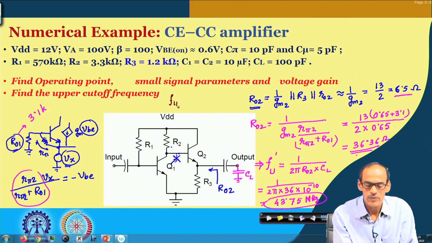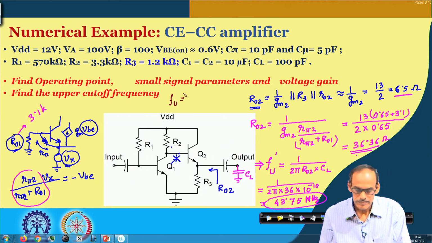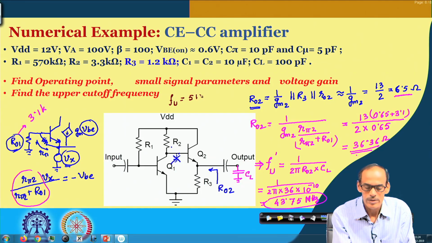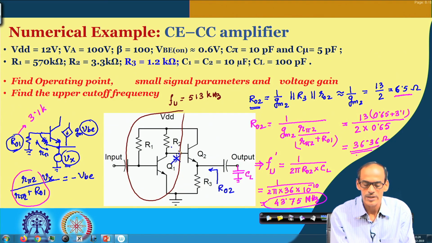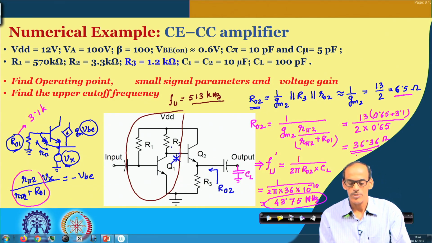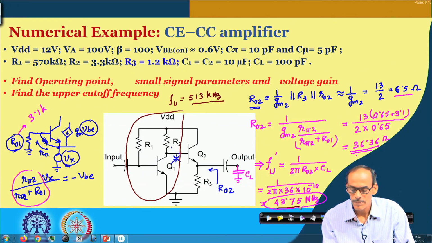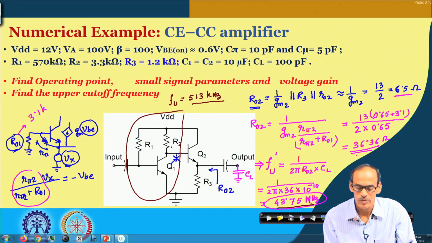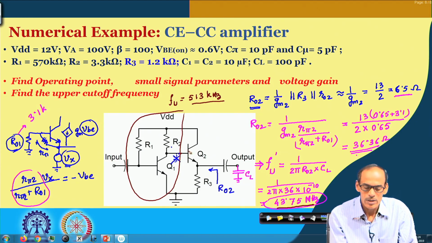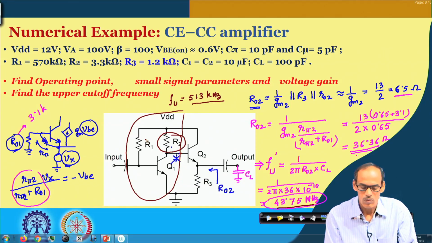So, now you can compare this value and the previously obtained upper cutoff frequency. Originally it was F U, that was 513 kilohertz if we consider only this circuit, and then if we connect the C L here, then the bandwidth or the upper cutoff frequency it was this one. But of course, this is not the only candidate to define the upper cutoff frequency. You also have to see what is the F U we are getting due to this R O 1 and the input capacitance coming from this stage.